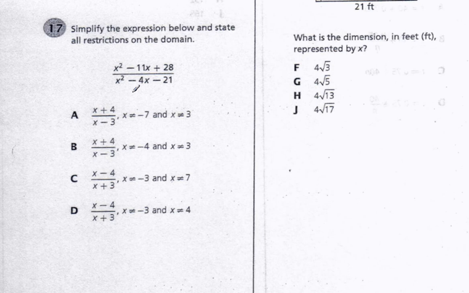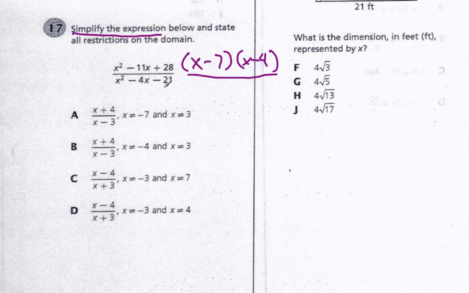Number 18, simplify the expression and state all restrictions on the domain. Okay, so the first part of this is pretty easy. Simplify the expression. That means factor. So we factor our top part. What multiplies to 28 and adds to negative 11? They're both going to have to be negative. Factors of 28, those are 7 and 4. That works, right? 7 plus 4 is 11. 7 times 4 is 28.